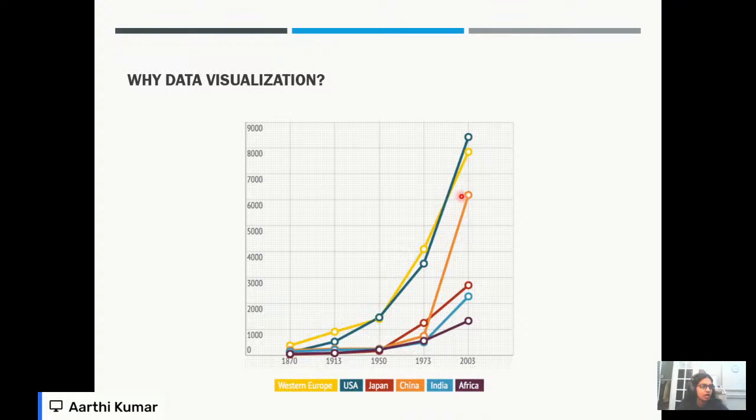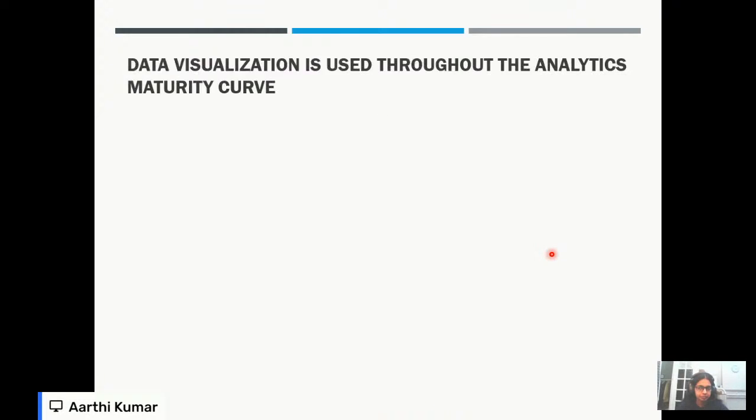So this actually takes about 5 to 10 seconds for you to understand all these patterns, as compared to the previous one I showed you, which was in a table, right? So this is why data visualization is important.